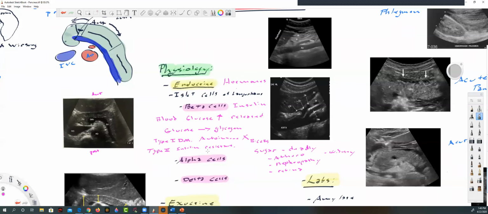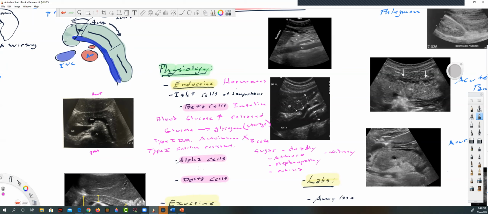Okay, so that is, I think, everything I want to say about beta cells. Those produce the insulin. They take your blood glucose and lower it. So when it's high, it's released. Glucose goes to glycogen. Glycogen is, remember, that's the storage. Storage, mostly in the liver. Type 1 diabetes is an autoimmune. Type 2 is insulin resistance and sugar bad.